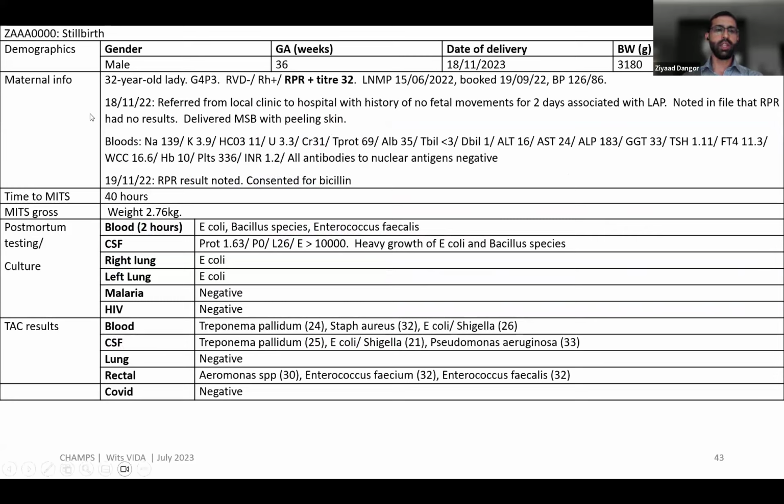So the next one is a 32-year-old mother who gave birth to a stillbirth. When you looked at her booking bloods, her RPR titre came back at 32. Her other bloods were fine and her blood pressure was fine. But she was referred to a clinic with no fetal movements and gave birth to a macerated stillbirth. When she came with a macerated stillbirth, that's when someone noticed that the RPR result was not written down, and that's the only time they gave the bicillin. And this is what happened when we did the sampling. This is what we got.